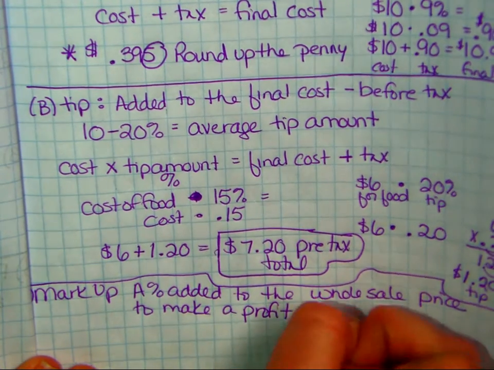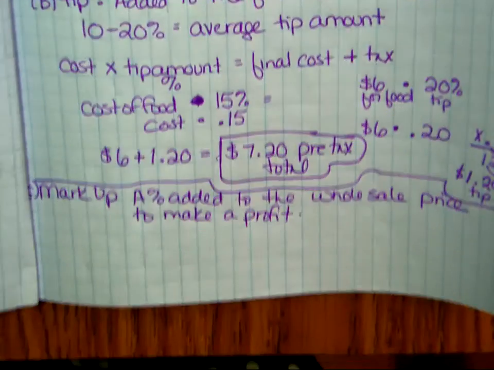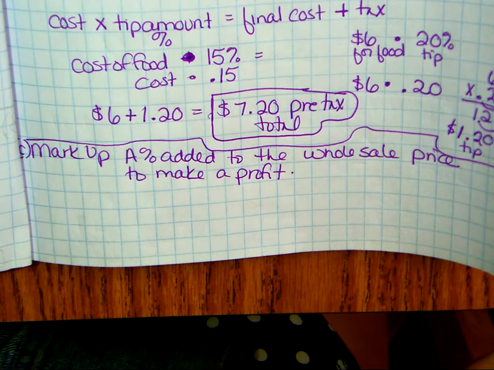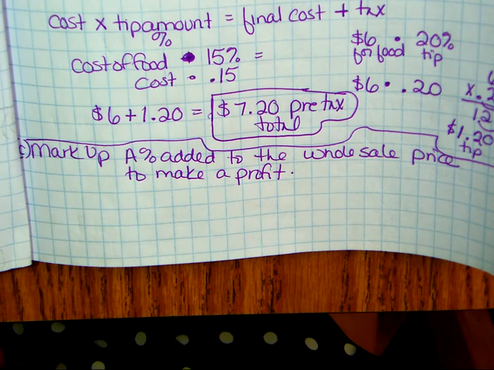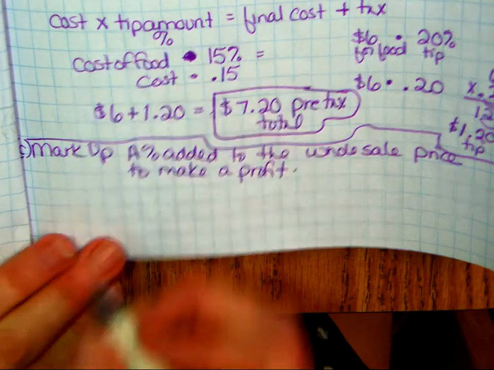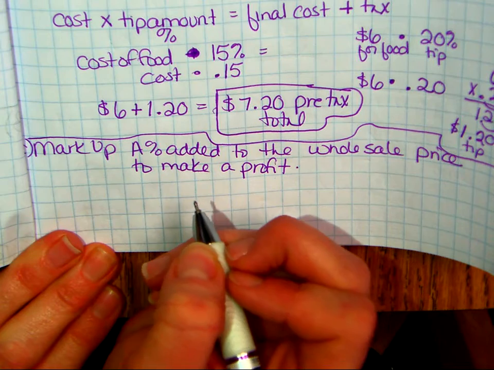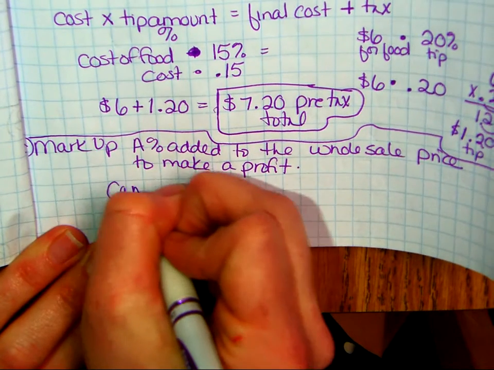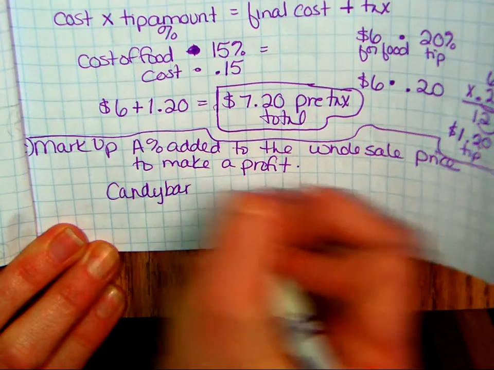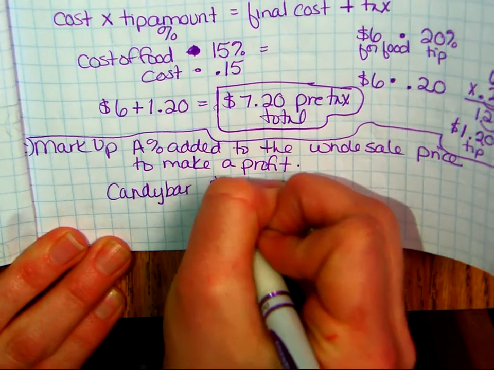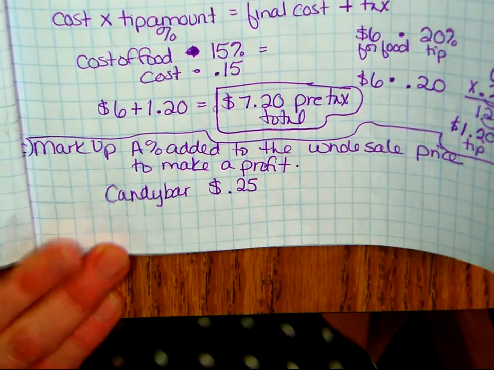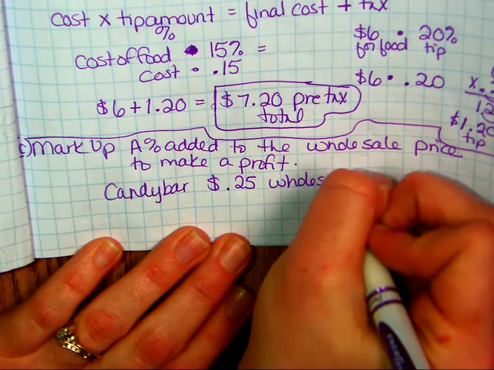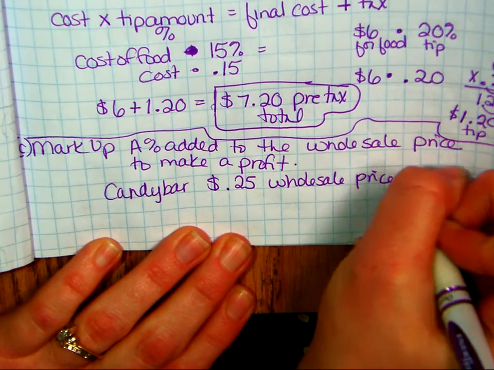Okay. I'm going to slide this guy up. Okay, so in order to do this, let's just do a practice one, okay, guys? Let's say we go and there's candy bars. So Stater Brothers is going to buy candy bars to sell in their store. And a candy bar for Stater Brothers at their wholesale price is 25 cents a candy bar. Okay? This is the wholesale price per bar.